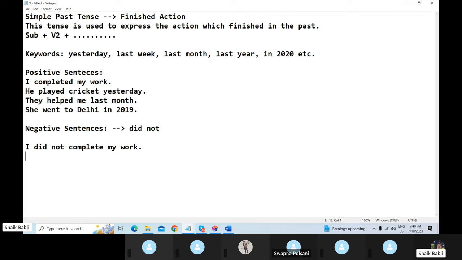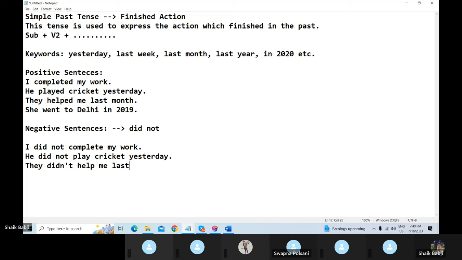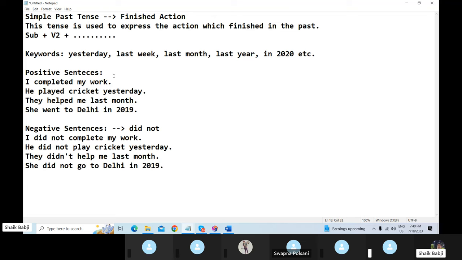Now, he played cricket yesterday. He did not play cricket yesterday. Next, they helped me last month. They did not help me last month. So here you can notice didn't is the contracted form, meaning short form. Did not, here we have written separately. Now, he went to Delhi. She didn't go to Delhi in 2019. So this is a negative sentence.